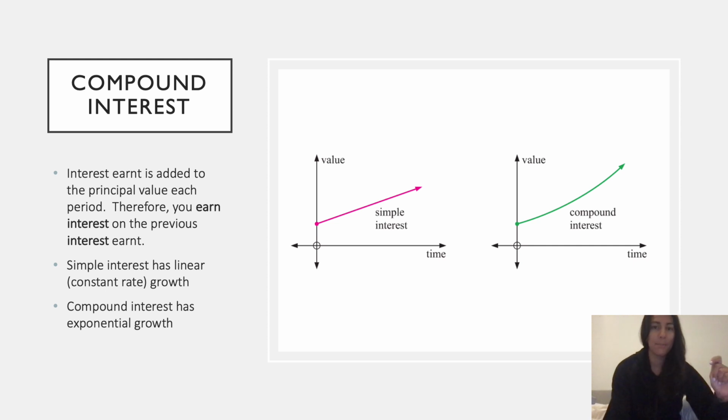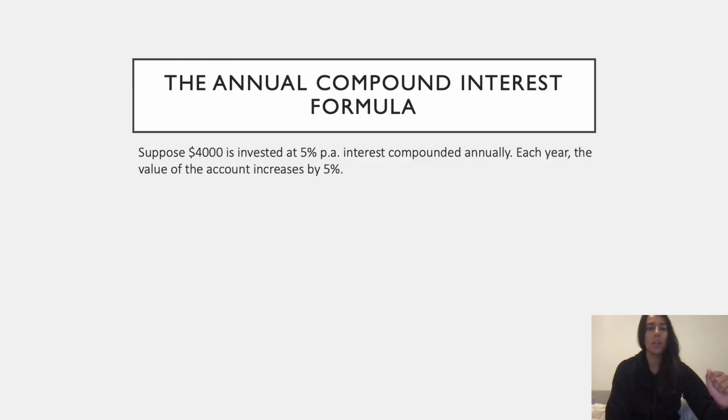Hopefully that makes sense. So we're going to look at the annual compound interest formula. You will learn two formulas, and I'm going to do a second video for the other one. But this is for compound interest if your interest is compounded annually. So remember, annually means once a year. So let's have a look at this example. Suppose $4,000 is invested at 5% per annum, interest compounded annually.